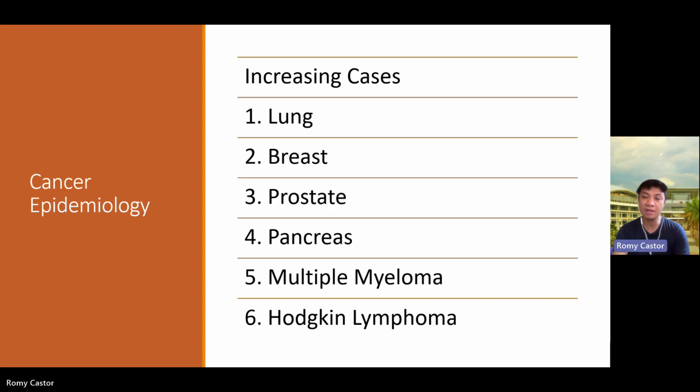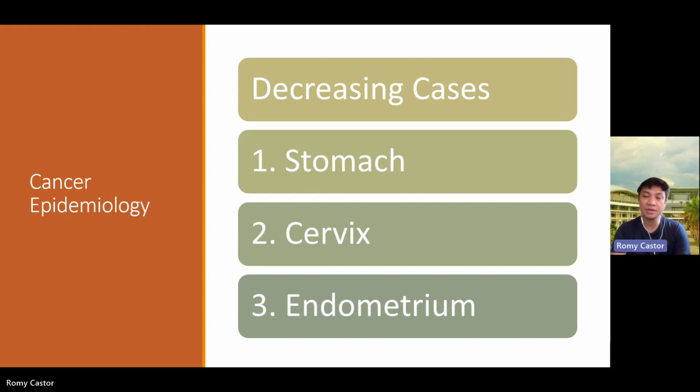Okay, increasing cases of the cancer here. So we have here the lungs, the breast, the prostate, pancreas, multiple myeloma, and we have the Hodgkin lymphoma. Okay, decreasing cases of the cancer here in the case of the cancer of the stomach, cervix, endometrium. Most likely, the reason for the decreasing cases of this cancer here is because of the development of the number one cancer vaccine. So we have already available cancer vaccine for the cervical cancer, diba?